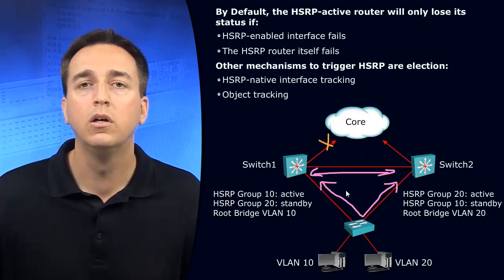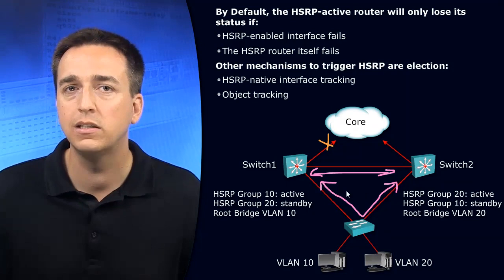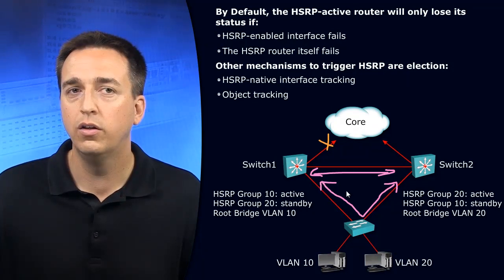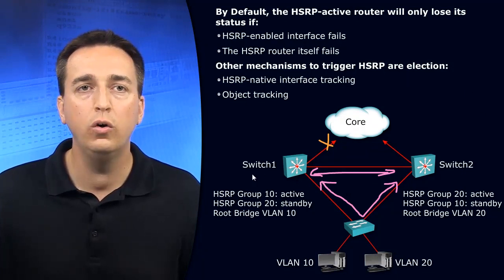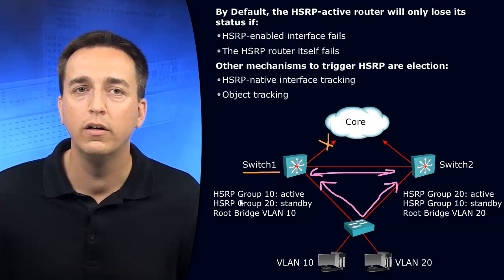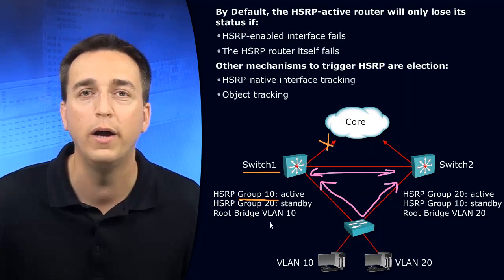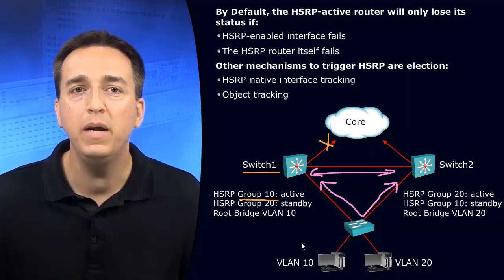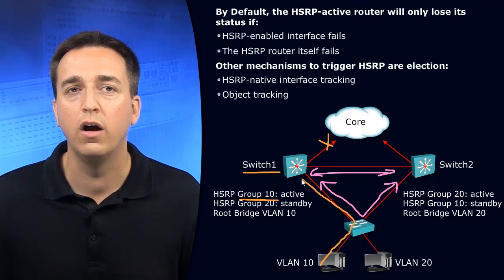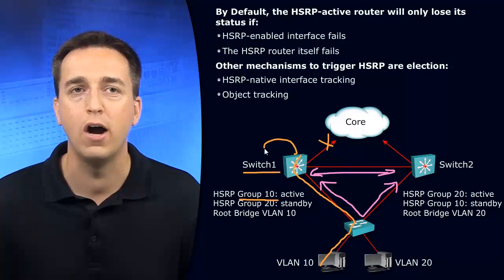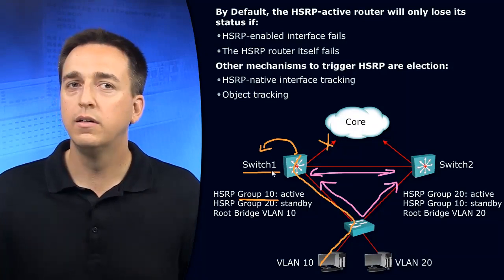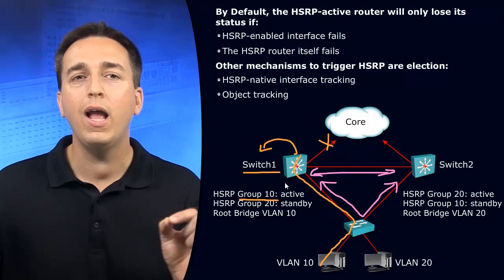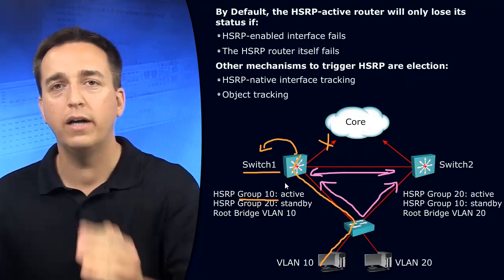Yeah. So who is the root bridge right now for VLAN 10? Switch 1. Who is going to remain the active forwarder for group 10? Switch 1. Meaning, this is our traffic flow. And then it gets, what? Dropped. It gets dropped. Because there is no way for switch 1 to route that traffic to the core.